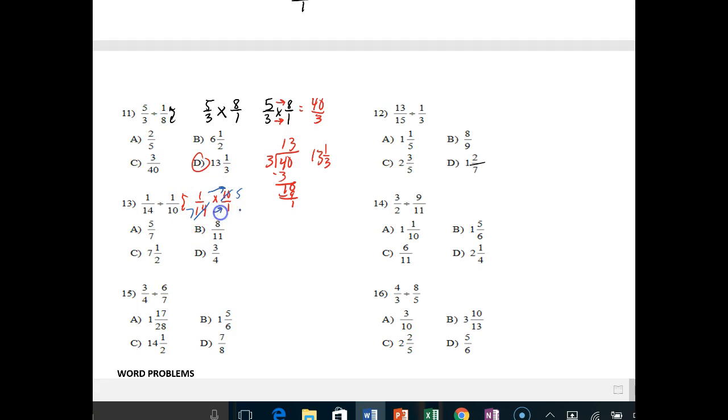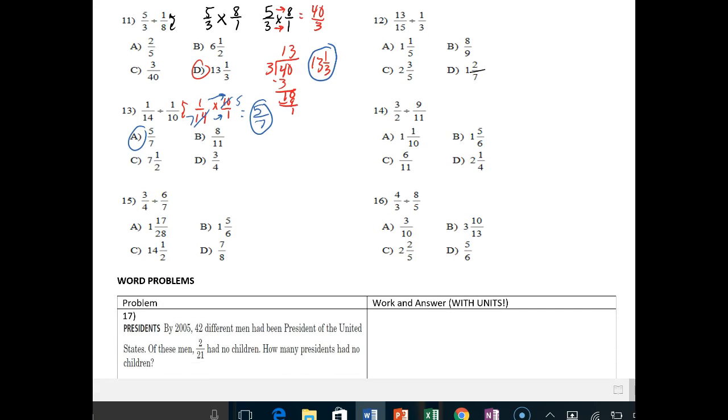Then I multiply straight across. We get 1 times 5 is 5. 7 times 1 is 7. We get 5/7. Hey, I forgot to circle my answer here. And number 15. 3 over 4 times, flip this, right? 7 over 6, look to cross cancel. I can cross cancel. 3 into 6, I can divide both by 3. So that's 1 and that's 2.